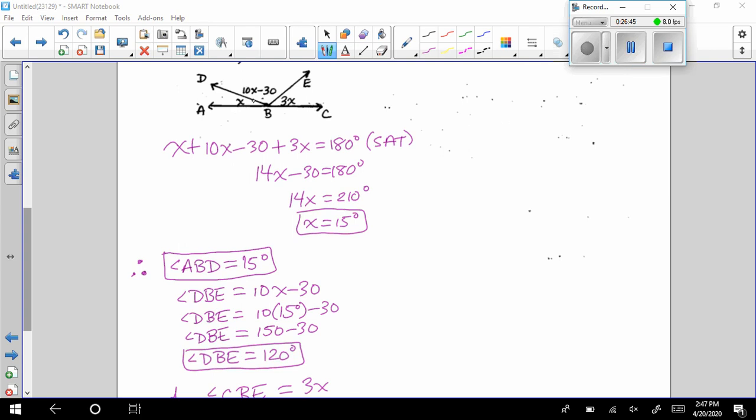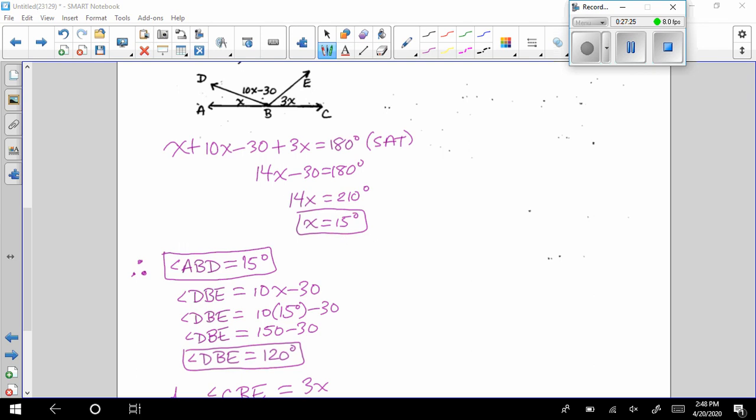So once again, the sum of all three of these expressions equals 180. So I've added x plus 10x minus 30 plus 3x equals 180. Always simplify like terms on any side of an equal sign. X plus 10x is 11x. 11x plus 3x is 14x. And I still have to subtract 30 on that side, so I add 30 to both sides to get rid of the minus 30. It gives me 210 on the right, and dividing both sides by 14 gives me an x value of 15.